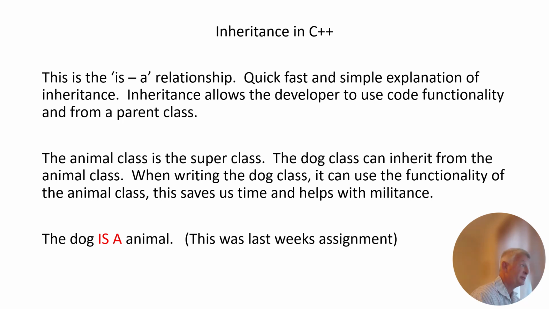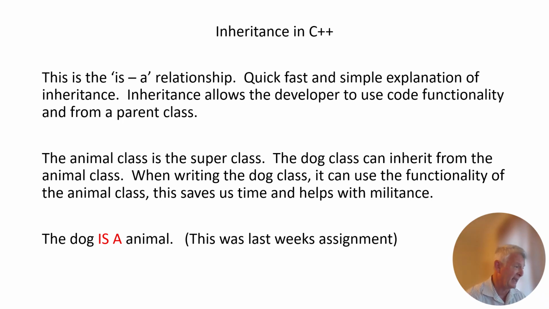So, inheritance in C++. We did this last week. It's just an "is a" relationship. Quick, fast, and simple explanation of inheritance: it allows the developer to use code functionality from a parent class. The animal class is a superclass. The dog class inherits from the animal class. When writing the dog class, we can use the functionality of the animal class. It saves us time and it helps with maintenance. So when doing an FPS, or first-person shooter game, I can just have a fighter class, and then I can make as many different fighters without having to rewrite the whole thing. I put all the base material in my fighter, and then my other characters can just siphon off of that.